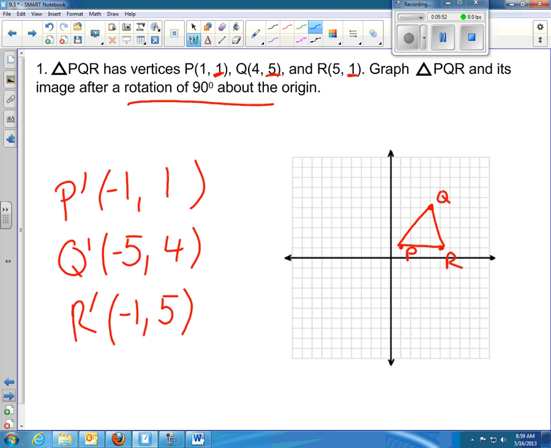So I'm going to graph this in a different color. P is at -1, 1, so P prime. Q prime is at -5, 4: 1, 2, 3, 4, 5, 1, 2, 3, 4. Q prime. And then R prime is going to be -1, 5. Oops, -1 and up 5. -1, up 5. R prime. And there's our 90-degree rotation about the origin.